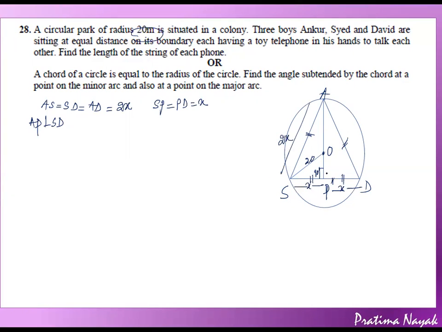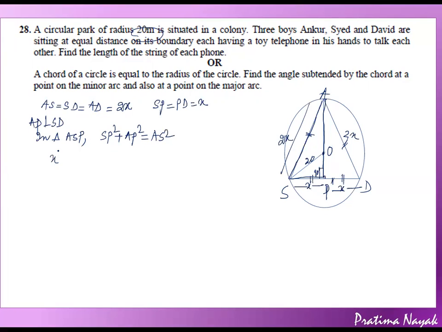Okay. So let us proceed now. You understood? This is the equilateral triangle. All the sides are 2x, 2x, 2x. But here I have drawn a perpendicular which divides the base into two equal parts. So SP is equal to x. Now I'll go for triangle ASP. In triangle ASP, I'll apply the Pythagoras theorem. I'll write SP square plus AP square is equal to AS square.